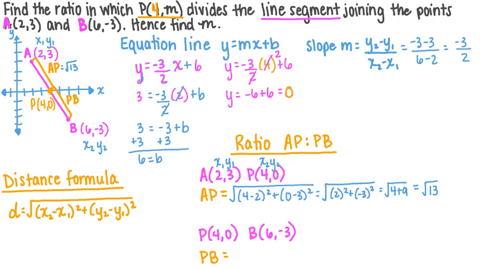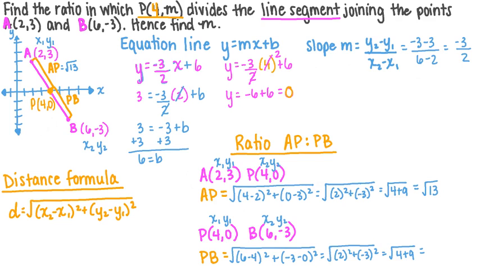So now we will find the distance between P and B. And we can let P be (x1, y1), and B be (x2, y2). So we have the square root of (6 minus 4) squared plus (-3 minus 0) squared. So now we need to square 2 and square -3, and 4 plus 9 is 13. So the distance between P and B is the square root of 13.